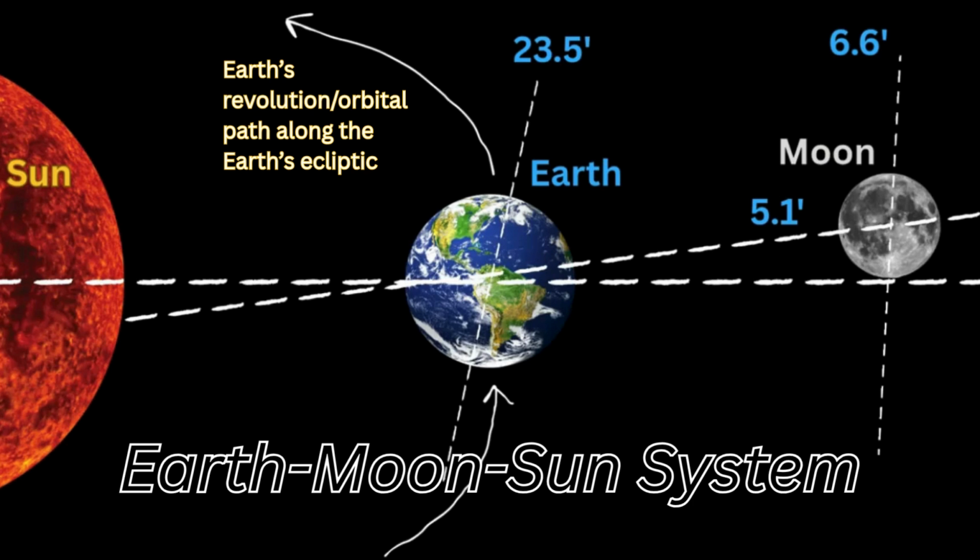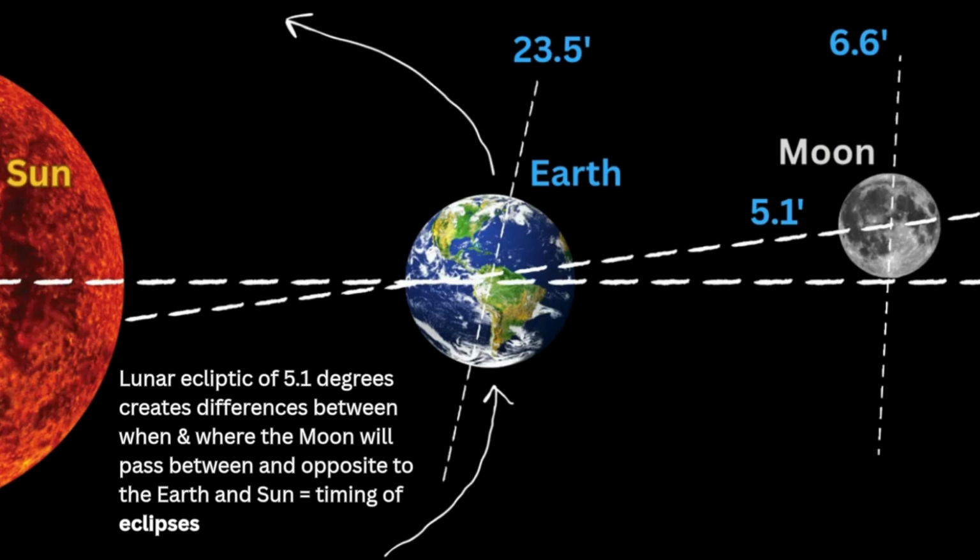So as the Moon is revolving around the Earth and the Earth is concurrently revolving around the Sun, the Moon does not revolve on the same ecliptic plane as the Earth does to the Sun. It is slightly different. It is slightly inclined at 5.1 degrees off the Earth's ecliptic plane, which means that the Moon is slightly going to revolve at a different angle as the Earth is revolving around the Sun.